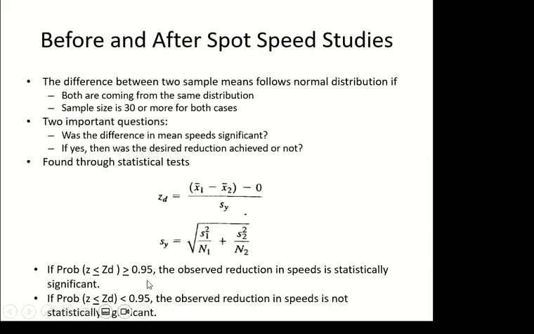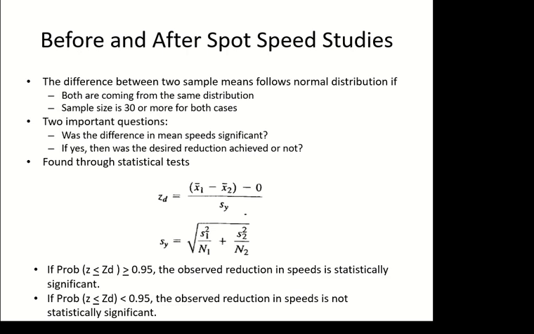If the probability which you got from the table is 0.95 or more, then we consider the difference to be significant. So the before and after data are significantly different from each other. If the probability is less, then the change is not significant. Whatever you did on the road, it did not cause a big change in the speed. They are almost the same.